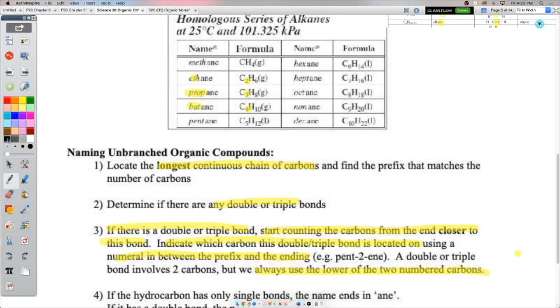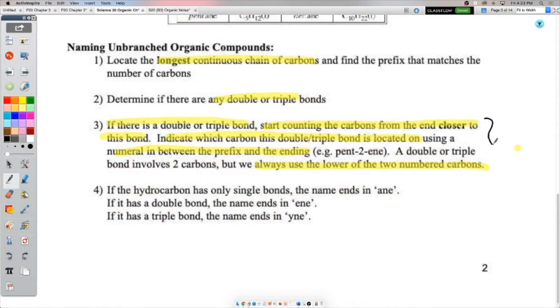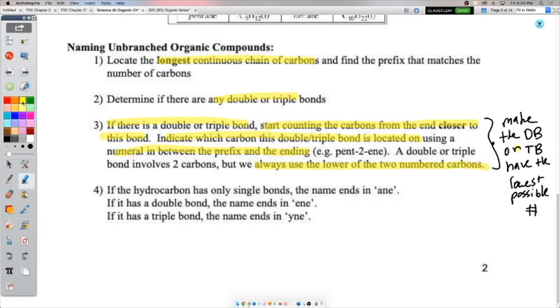So really, what does this rule boil down to? It's stated in a lot of words, but really it's just saying make the double bond or triple bond have the lowest possible number when you're saying where it is. Because you'll always have two options of where to start counting. And then we use our ending. If the hydrocarbon has only single bonds, it ends in "ane." If it has a double bond, it ends in "ene." And if it has a triple bond, it ends in "yne."